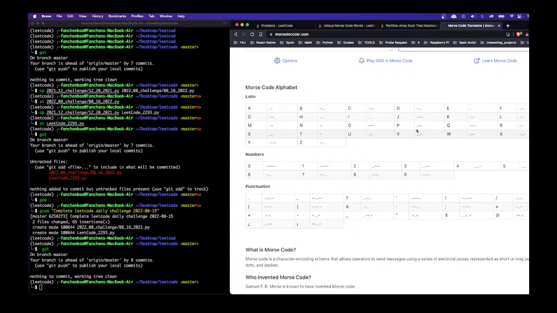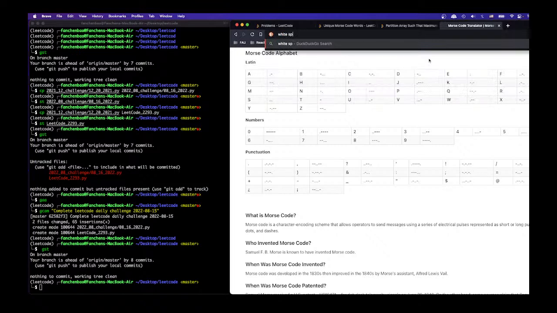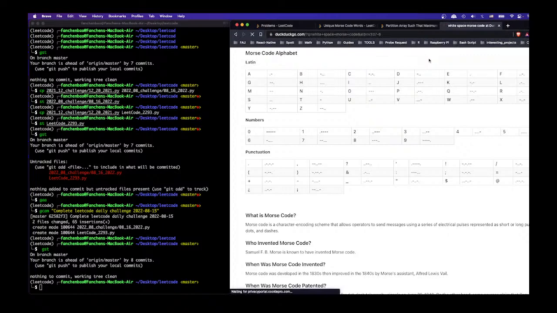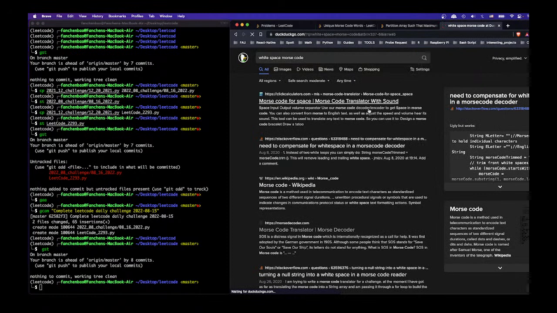Interesting. So do they have like white space? Maybe this is a better question. White space Morse code. Maybe we can learn from this one how they decipher. Didn't really say. Let's see Wikipedia.